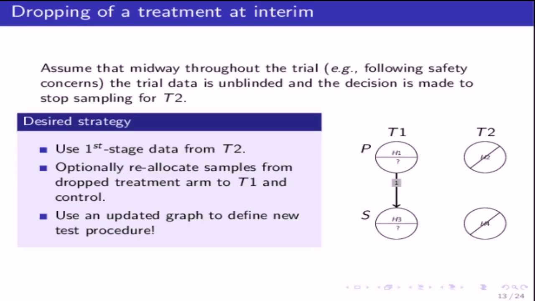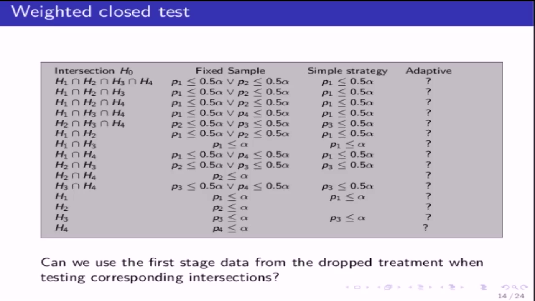So what's our desired strategy? We would like to use the first stage data from the dropped dose. Optionally, maybe we would like to also reallocate the sample sizes foreseen for the higher dose to the lower dose and the control group. And we would like to use the updated graph to define a new test procedure.